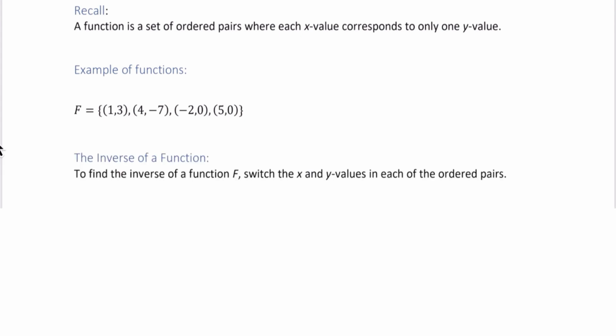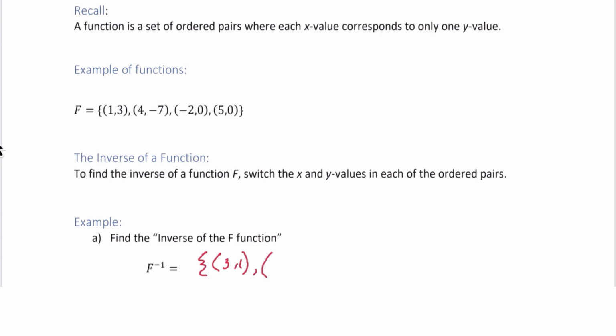To find the inverse of a function f, we switch the x and y values in each of the ordered pairs. In this example, f inverse we can write as 3, 1. Notice we just switch the x and the y coordinates of the first point. And then we would have -7, 4, 0, -2, and 0, 5.